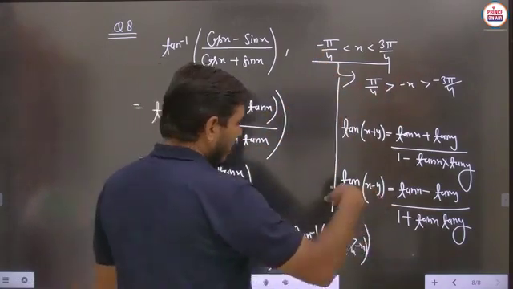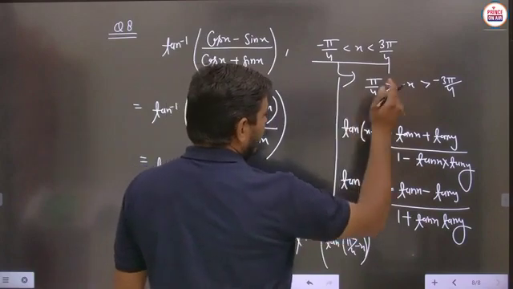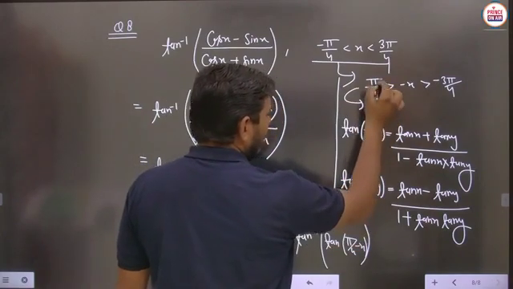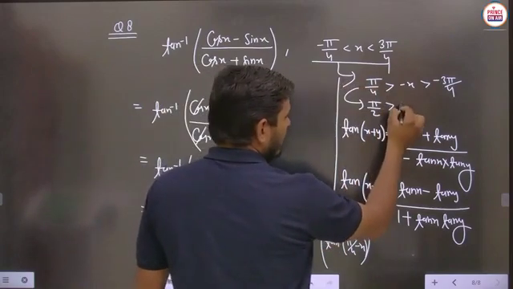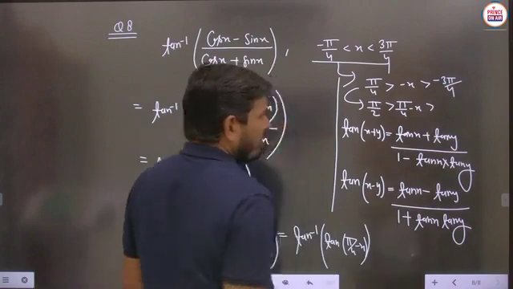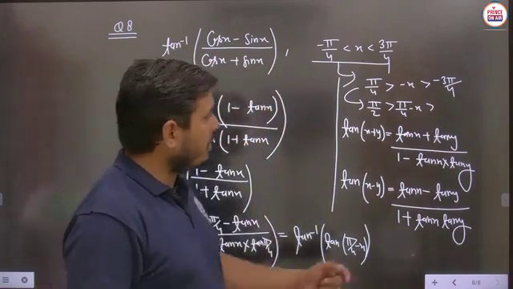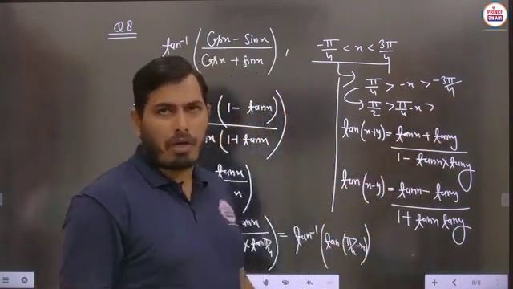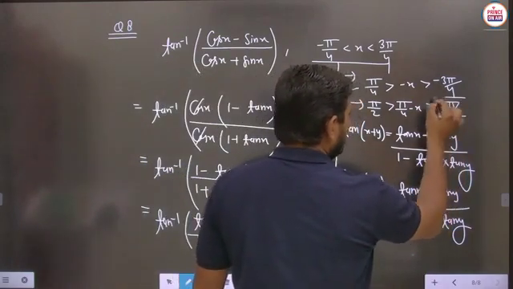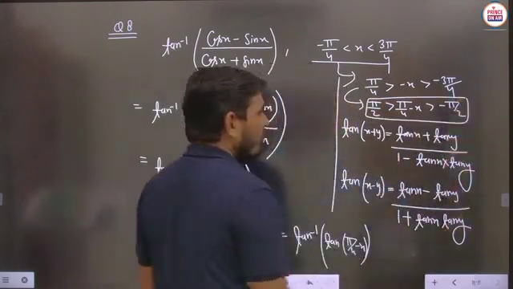Now pi by 4 minus x, so pi by 4 is to be added here, then this particular expression will become pi by 2 because pi by 4 plus pi by 4. Here we can write pi by 4 minus x, and here minus 3 pi by 4 plus pi by 4. So definitely it should be minus 2 pi by 4, and minus 2 pi by 4 can be written as minus pi by 2.